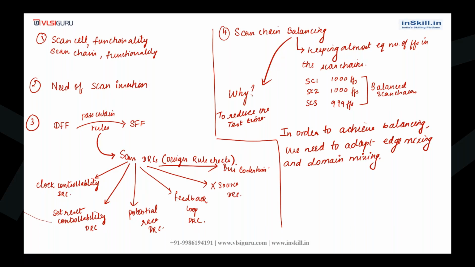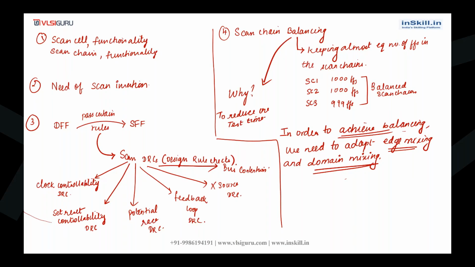So in order to achieve balancing, we need to adopt edge mixing and domain mixing. Now, what is called edge mixing? What is called domain mixing? And how, if you go for edge mixing and domain mixing, are you able to achieve balancing? All these things we'll explore when we do the regular course.